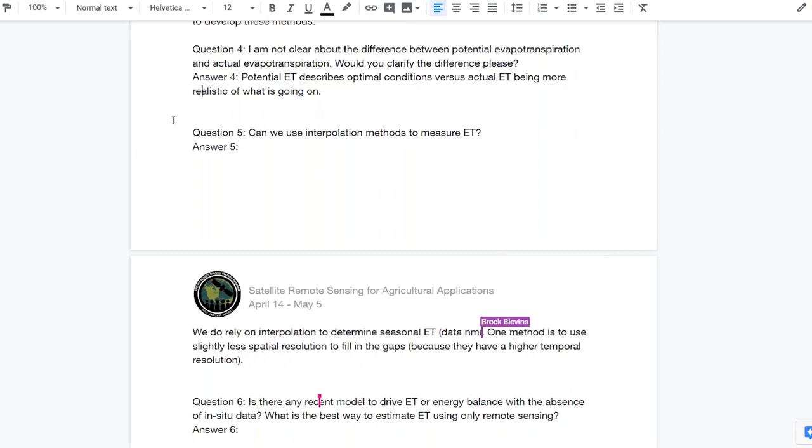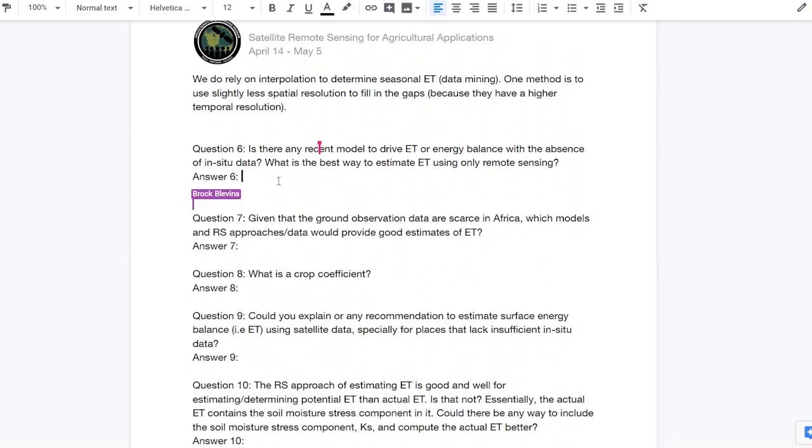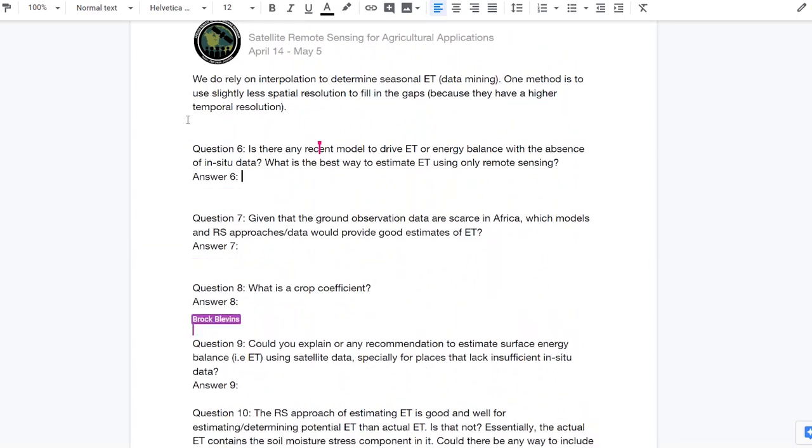Great. And question 6 looks like it's a 2-part question. So the first part is, is there any recent model to derive ET or energy balance in the absence of in situ data? And then the second part of that is, what is the best way to estimate ET using only remote sensing? Yeah, so in some of these energy balance models, we don't necessarily need in situ data.